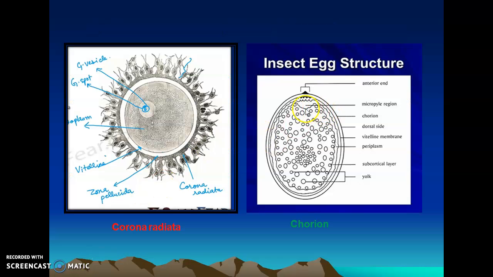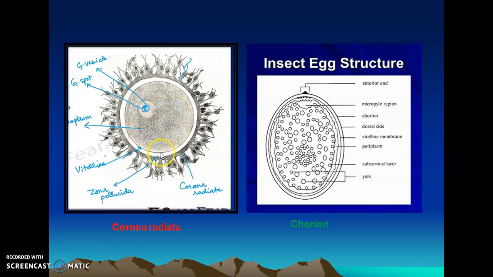Here you can see an insect egg structure. This is the vitelline membrane, that is, the primary egg membrane, and this is the secondary egg membrane, that is, the chorion. Here you can see the yolk and the cytoplasm, all these things. Okay, and this is the structure of the ovum that we have just mentioned.